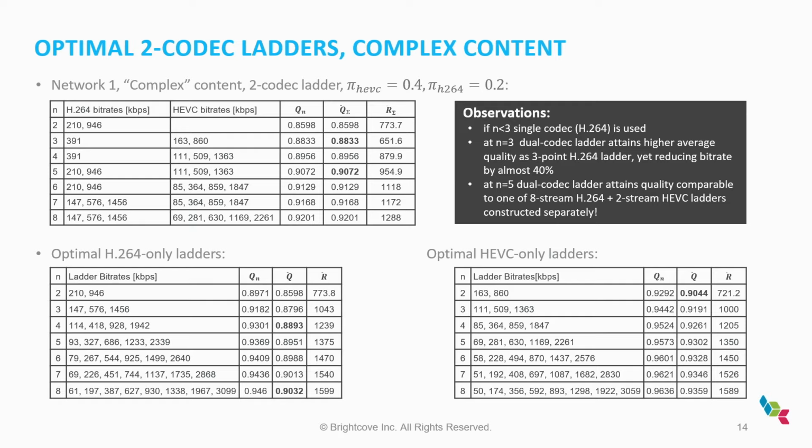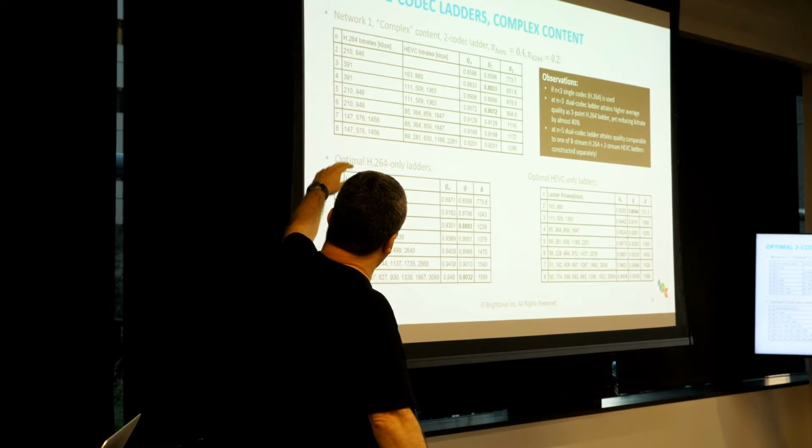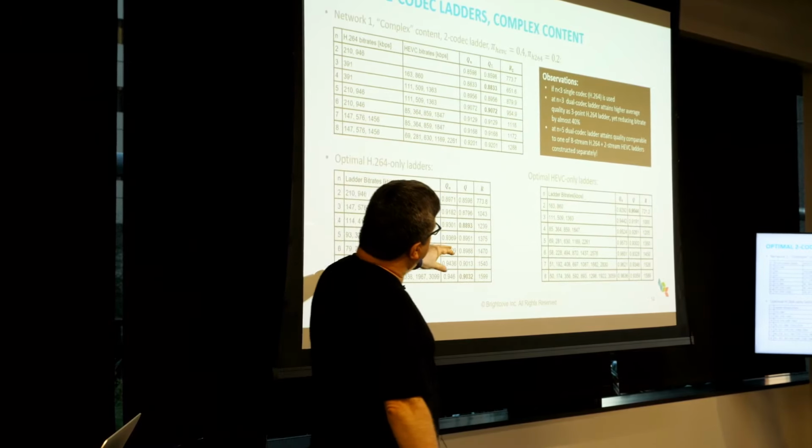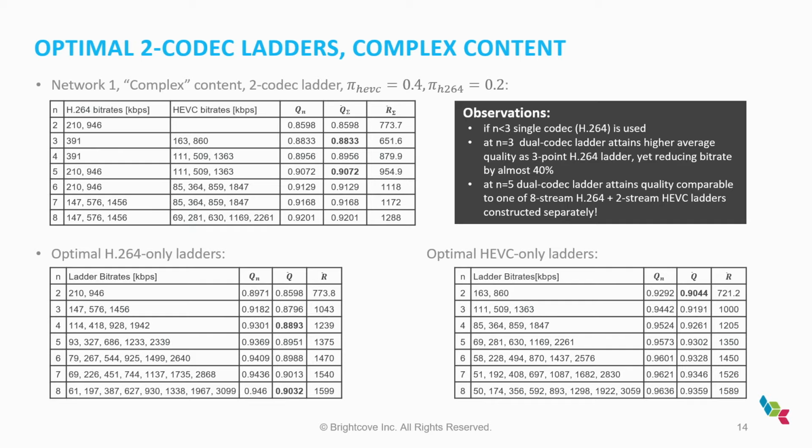But one important difference that we notice right away is that with easy content, if you have only a few renditions, H.264 only was the regime. With complex content, even if you have 3 renditions, it turns out it makes sense to start blending HEVC streams. And then the savings are quite dramatic. So for example, a 5-point ladder with 3 HEVC streams and 2 H.264 streams delivers about the same quality as an 8-point ladder from H.264 plus a 2-stream ladder from HEVC. So 10 streams total.